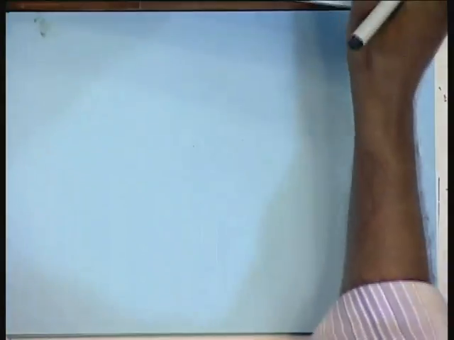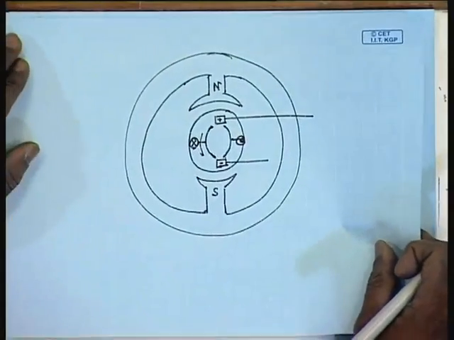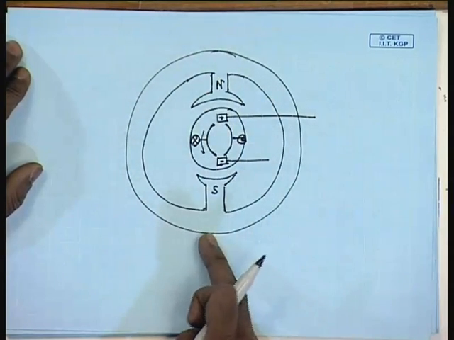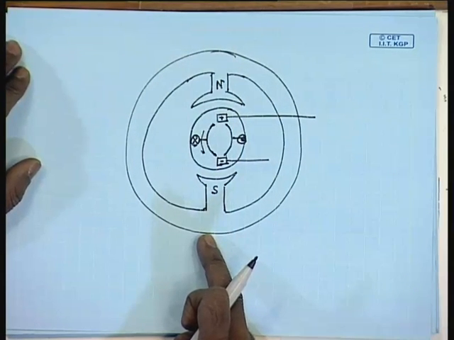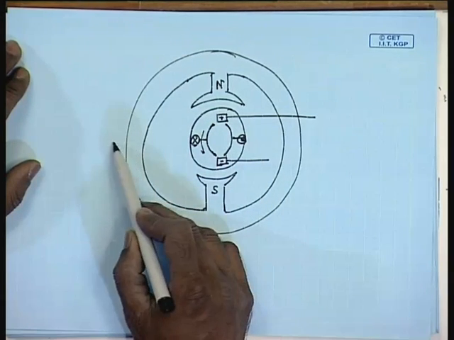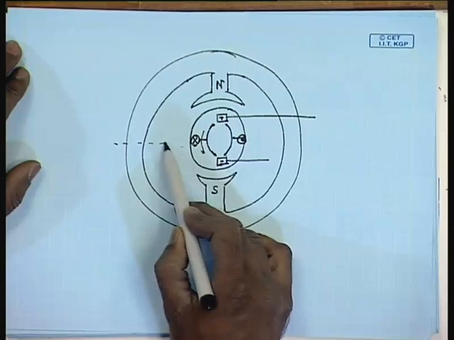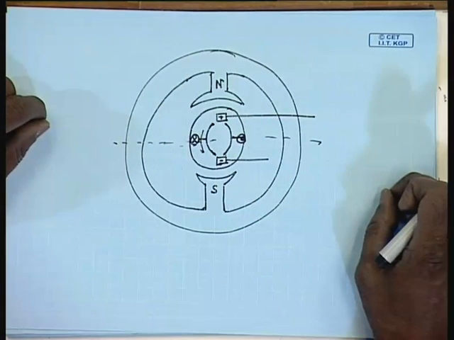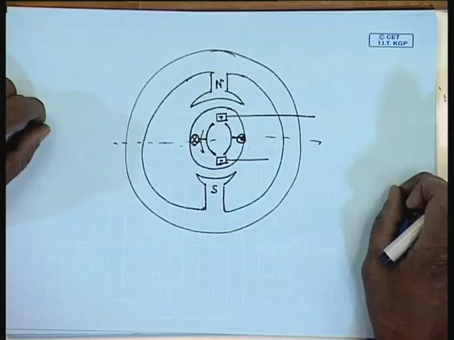For that, what we will do, we will draw what is called a developed diagram of this machine, which essentially means we cut this rotational structure and draw it in an unfolded or unrolled manner.